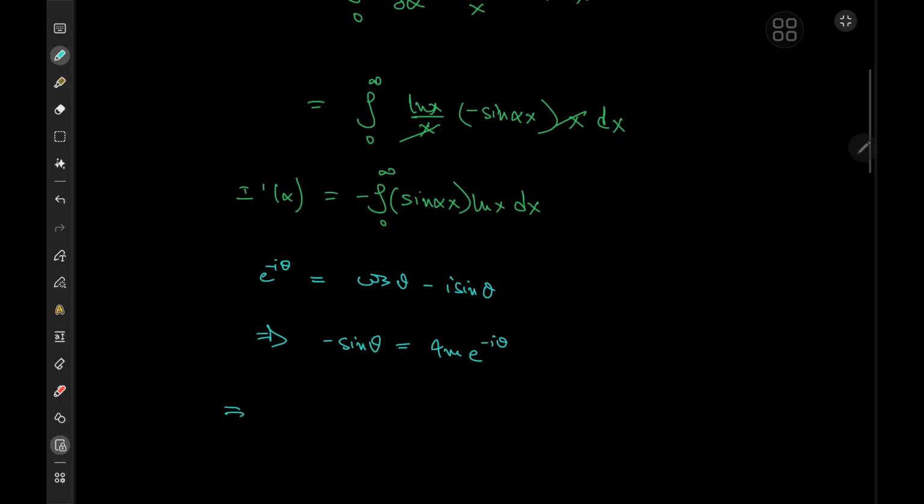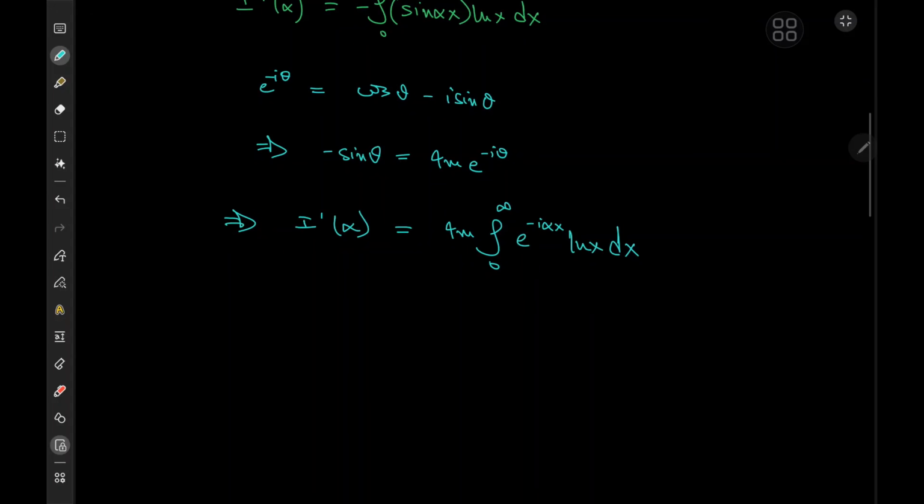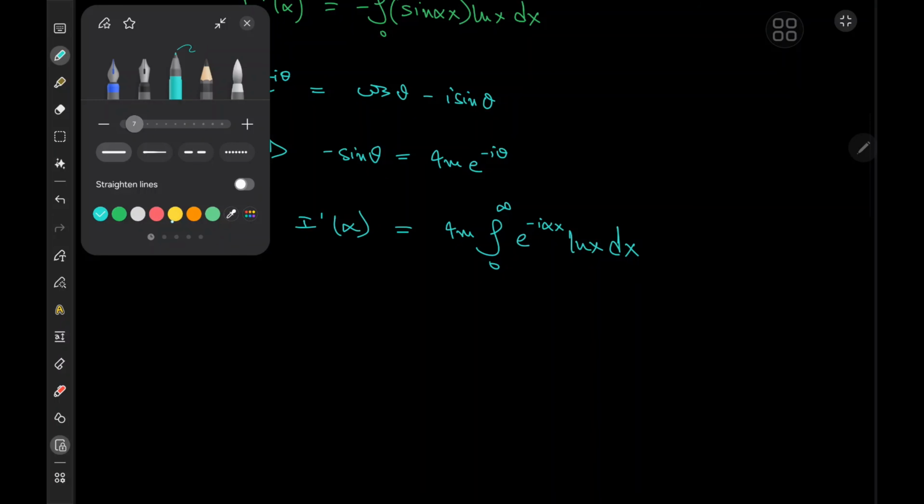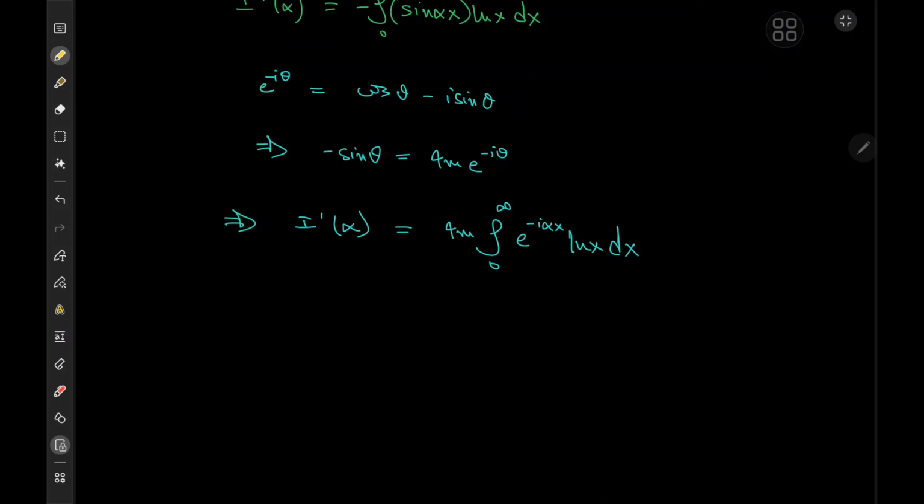And this further implies that our derivative of the integral function I prime of alpha is the imaginary part of the integral from 0 to infinity of e to the negative i alpha x times log x dx, and this is starting to look familiar. Whatever could it be? Oh yeah, there's a really cool integral transform that involves such an exponential term as the kernel.